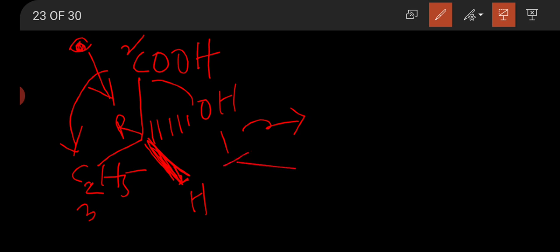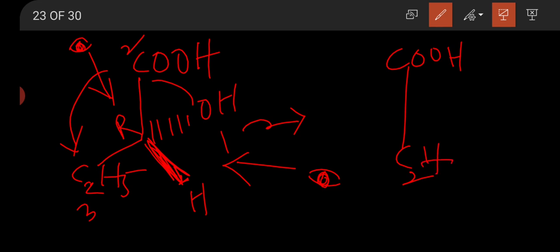To convert this wedge to Fischer, the observer is watching from this side so that the wedge and dash bonds are towards the observer. He is seeing the molecule like this: COOH and C2H5 are present at vertical bonds with COOH on top and C2H5 at the bottom. OH is on the right side, H is on the left side.